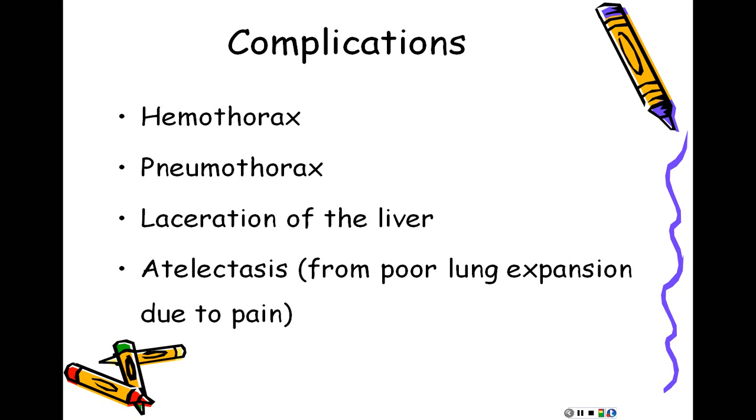Complications that we can see with a patient that has sustained a rib fracture are hemothorax, that's blood in the lung, and pneumothorax, that's air in the lung. They can develop a laceration of the liver, or they may also develop atelectasis, and that's poor lung expansion due to pain. I'm not going to go into a lot of detail with hemothorax and pneumothorax simply because we do discuss these in more detail in your 202 course. So we won't go into detail with these, just knowing that, again, a rib fracture is a fracture.